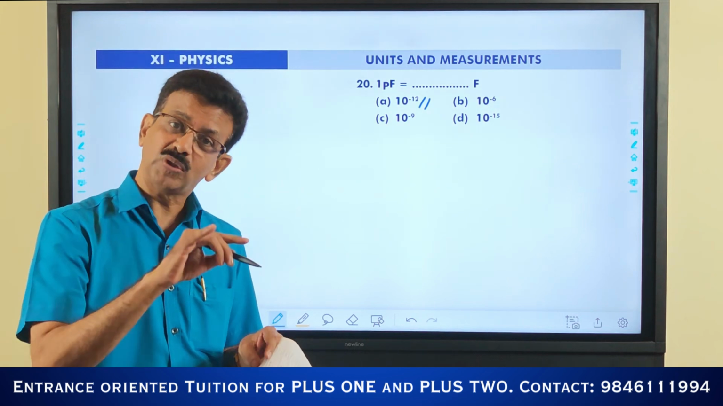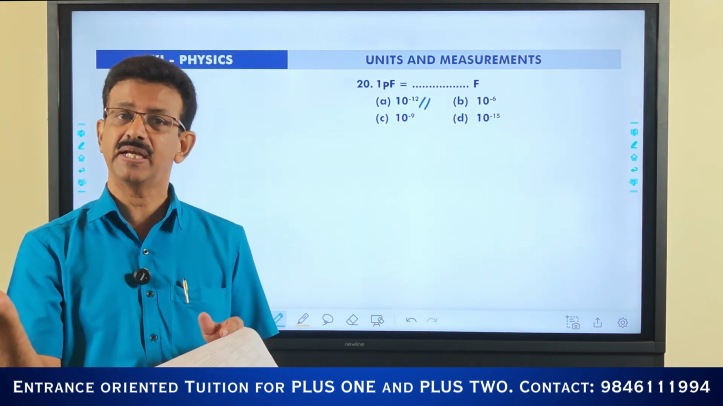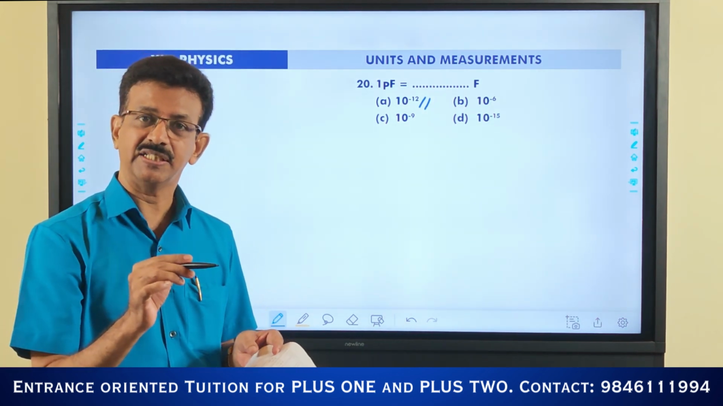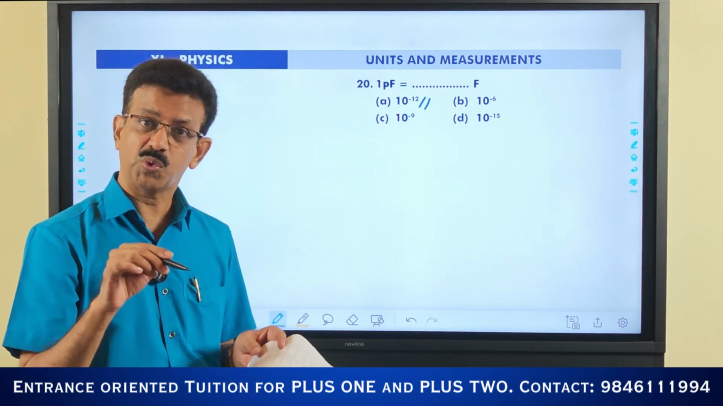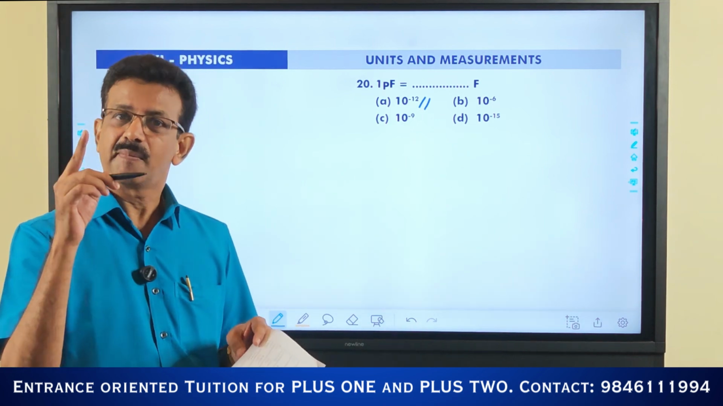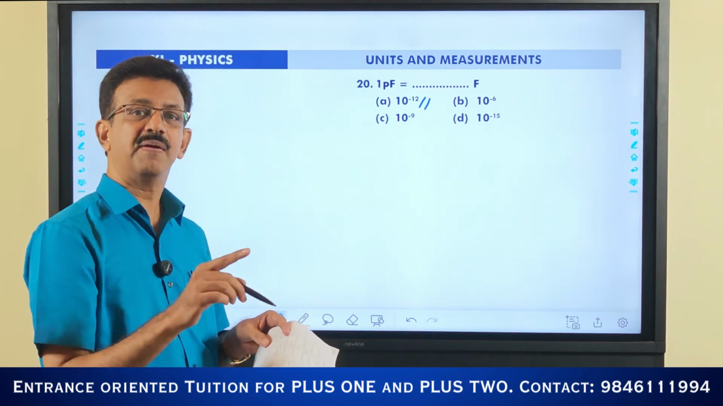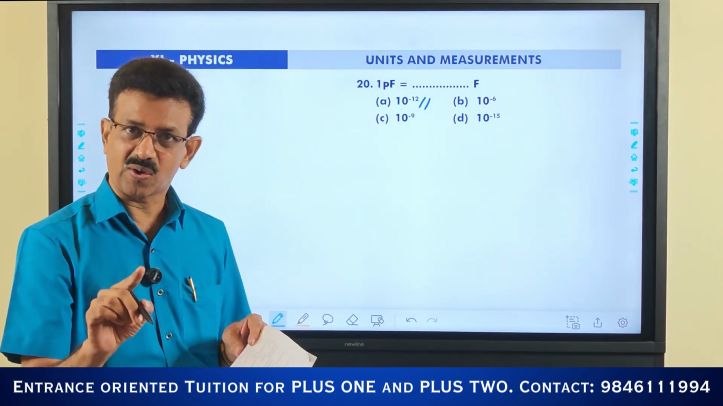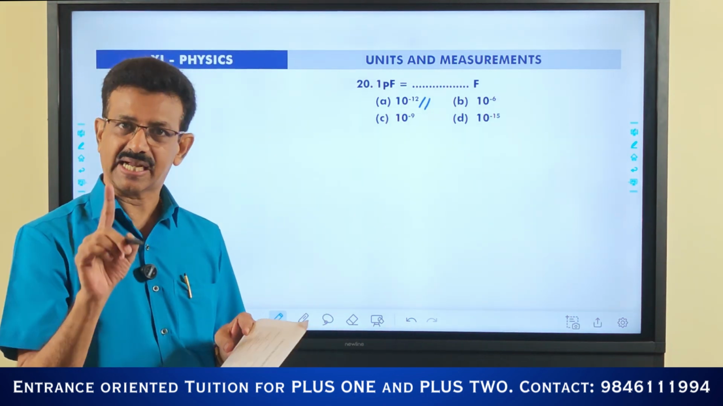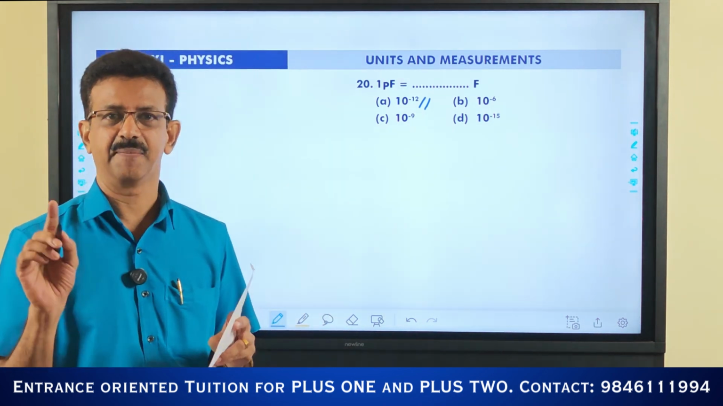Similarly, on the positive side, if the multiplying factor is 10 raised to 3, we will represent it by kilo. Then 10 raised to 6, mega, 10 raised to 9, giga, 10 raised to 12, tera. On the positive side, kilo, mega, giga, tera. Similarly, on the negative side, milli, micro, nano, pico. Here, for pico, the conversion factor is 10 raised to minus 12. The correct answer is A.